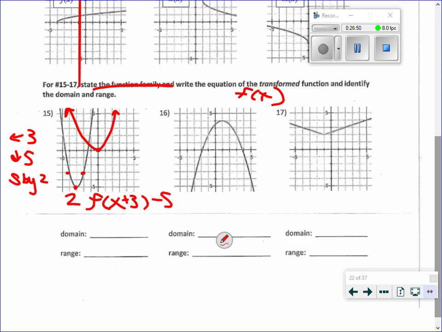So let's do a little review. What's our domain here? Yes, negative infinity to positive infinity. And then what's your range? Negative 5 with a what? Yeah, negative 5 with a bracket to infinity.